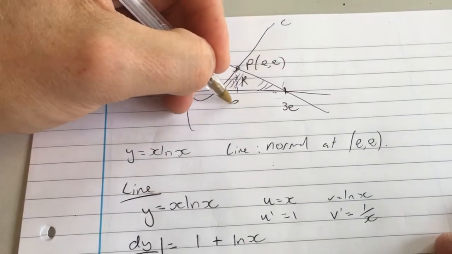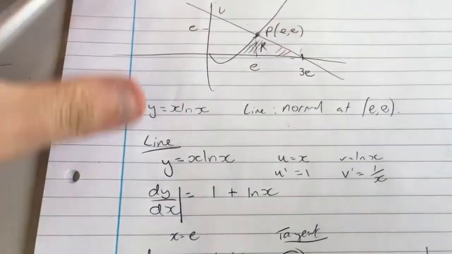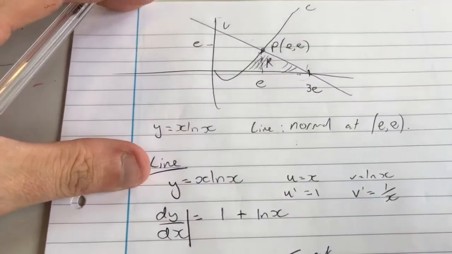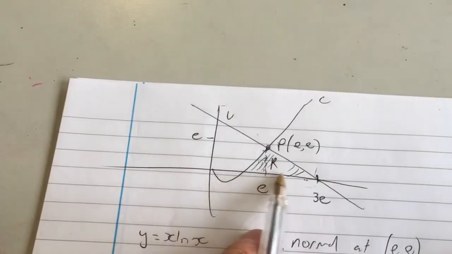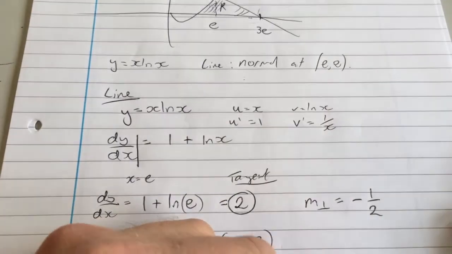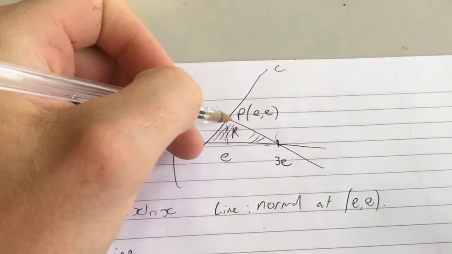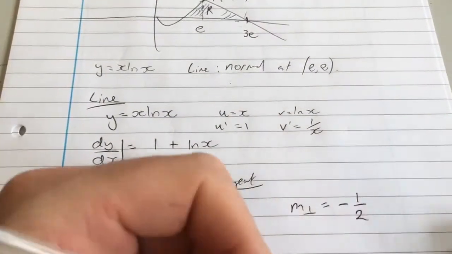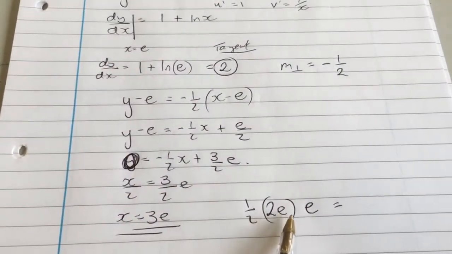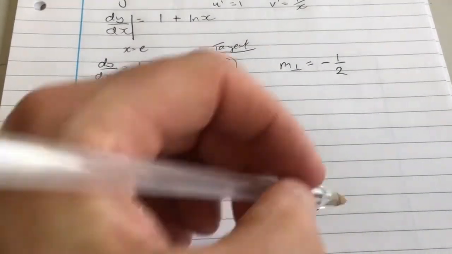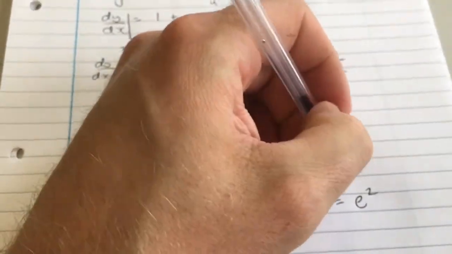We know this point here is e, and we know the height is e as well. So I can straight away find the area of this triangle, so half base times height. So the base has a length of 2e, and the height is going to be e. So we get an area of this, half times 2e times e, which is going to be e squared. So that's our triangle area.